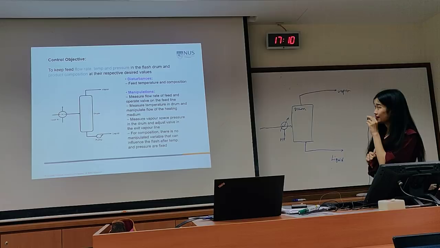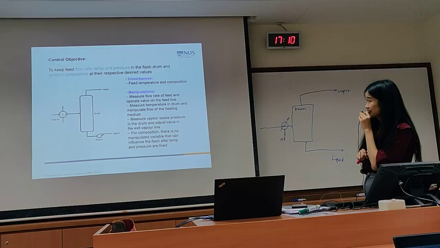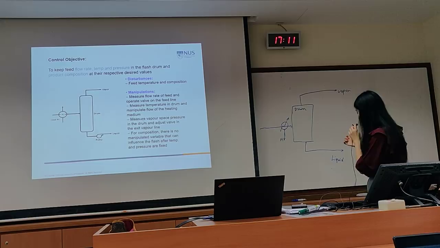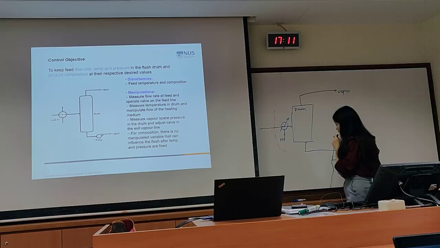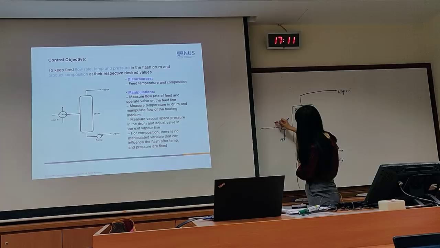So first of all, for the feed flow rate, how do we control that? The flow rate measurement is very straightforward. We can directly measure the flow rate because it is fed to a system. We can regard the whole thing as a system. Then the feed to the system is at this inlet position. We can directly measure this flow rate through a flow rate sensor, for example.